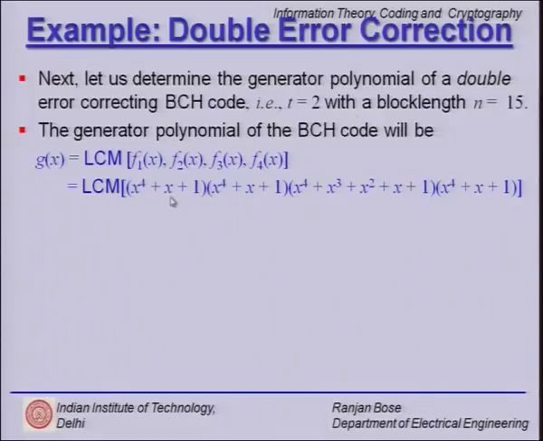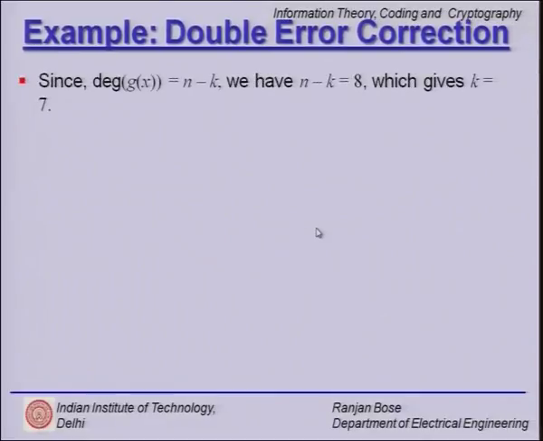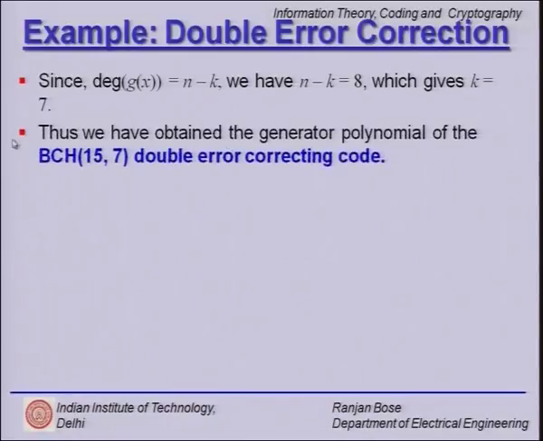Again, LCM comes handy because f1(x), f2(x) and f4(x) are identical, and so we will choose only one of them and multiply it with the second one, and therefore, we are left with this following g of x. So, we have designed our second BCH code in a jiffy because we simply have the value of t equal to 2. So, what do we conclude? The degree of g of x is n minus k, but here n minus k equals 8, consequently k is equal to 7. Therefore, k gets determined. Our BCH code is now 15,7, which is a double error correcting code.